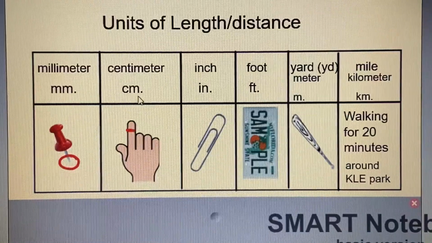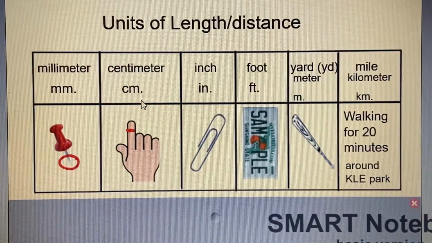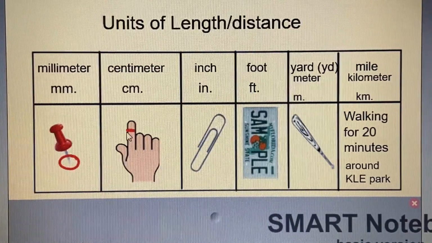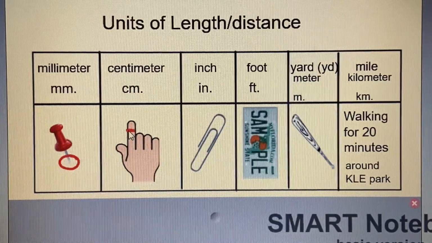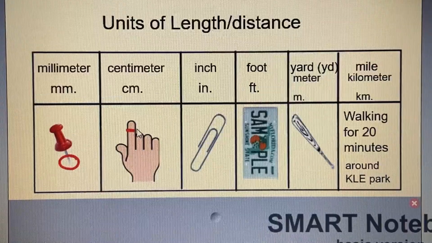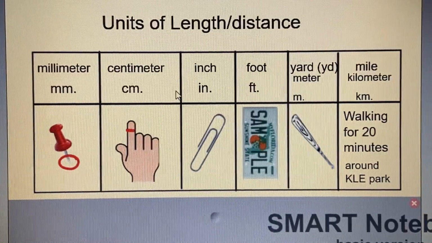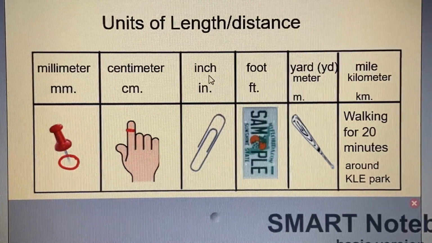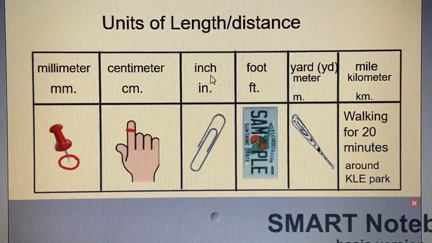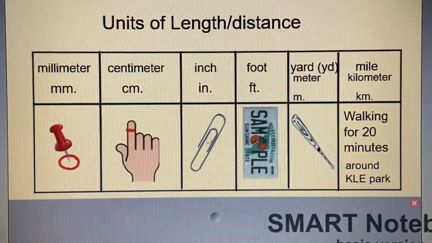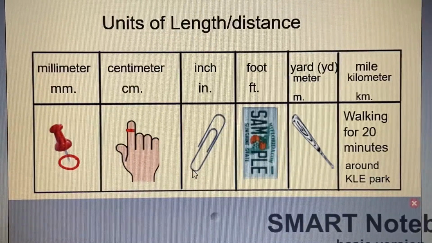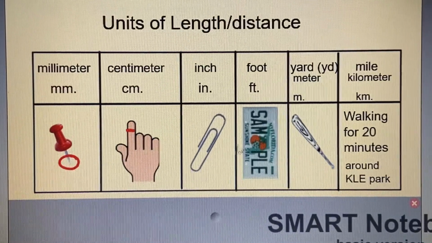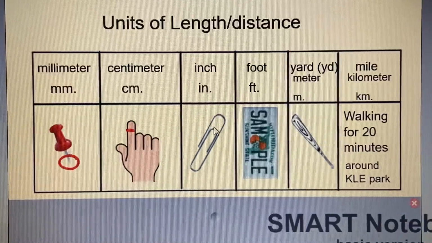Centimeter has the abbreviation cm. A centimeter is about as wide as your finger, not the thumb, your pointer finger. It's about that wide. Next, we've got from the customary system of measurement an inch. An inch is about the length of a paper clip from one end to the next, the long way. Not the jumbo paper clips, the regular paper clips.